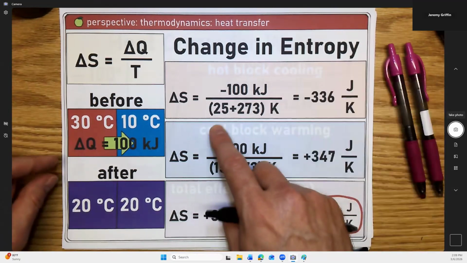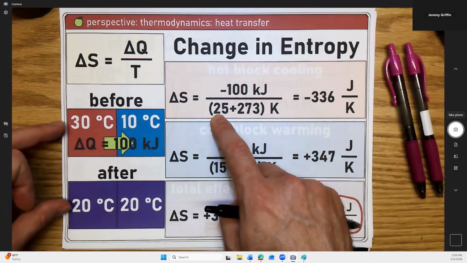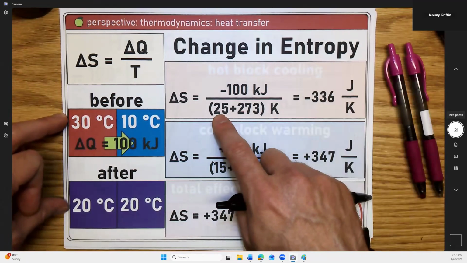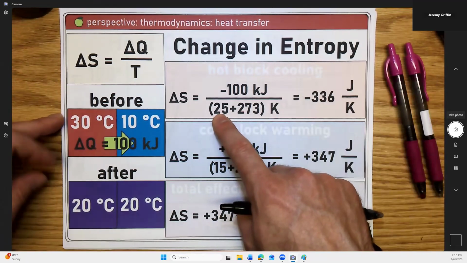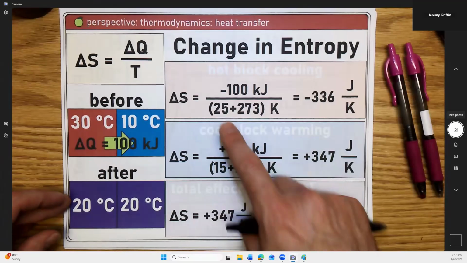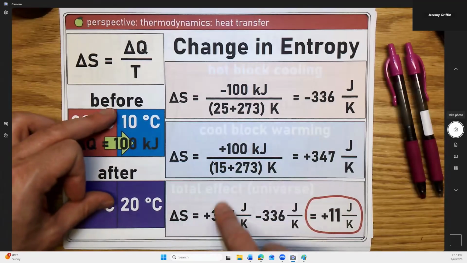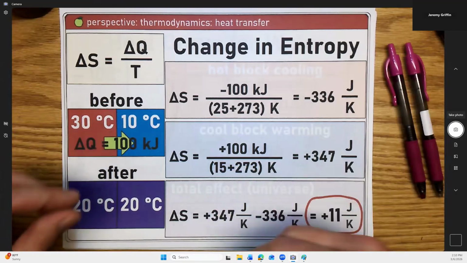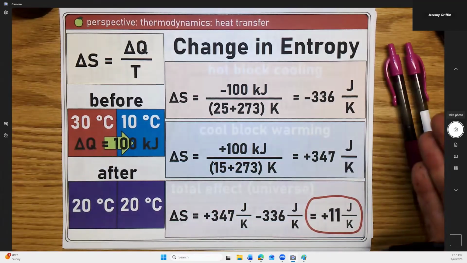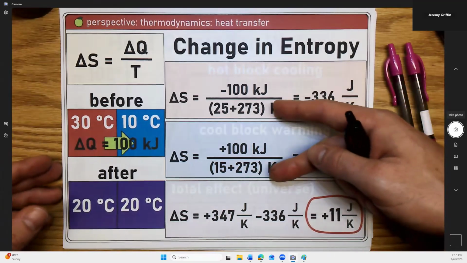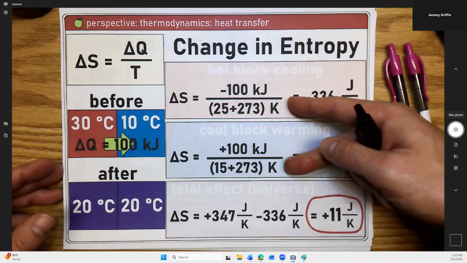So that's the first law. Energy is conserved. Now this 25 degrees Celsius right here, that's the average of 30 and 20. So this is not exact, but it's close enough to work. It's like the average temperature of this hot block cooling down was 25 over the process. And the average temperature of the cold block warming up was 15 degrees Celsius over the process. But remember, I don't want to use Celsius in any of these equations because that's a relative scale. They can go negative. I need an absolute value. So I'm going to add 273 to turn this into Kelvin.